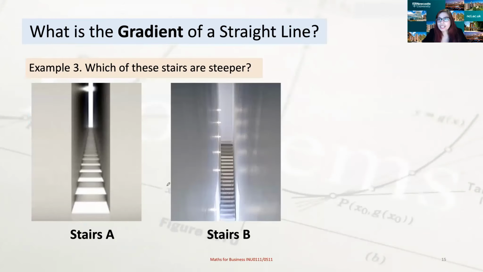Let me ask you one thing, yeah, before we understand what is the gradient of a straight line. Can you help me decide which of these stairs are steeper? Is stair A steeper or is stair B steeper? Good, very good, yeah? Mathematically, how do we interpret this, yeah? Stair B is steeper, isn't it? And stair A is flatter. Mathematically, how are we going to interpret this?